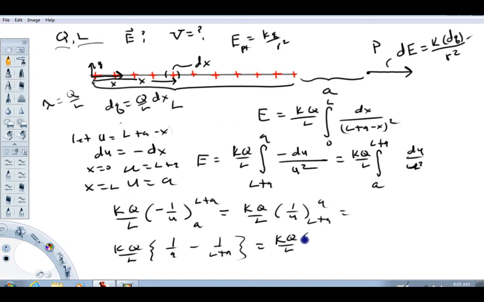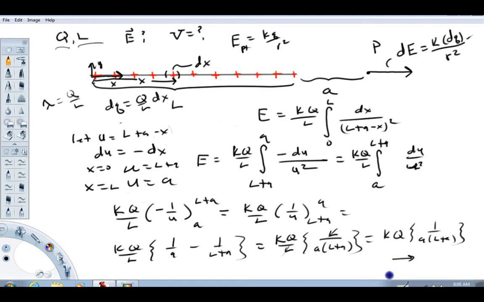KQ over L. Let's see, if we did a common denominator here, I think we're going to end up with L plus A minus A. So that's going to give us just L over A times L plus A. I believe that's right. Oh, and that's kind of nice. These kind of reduce. So what we end up with is KQ times the quantity 1 over A times L plus A. And this is the magnitude of the electric field. The field vector actually points to the right. I'll just put that. It has units of KQ over distance squared.